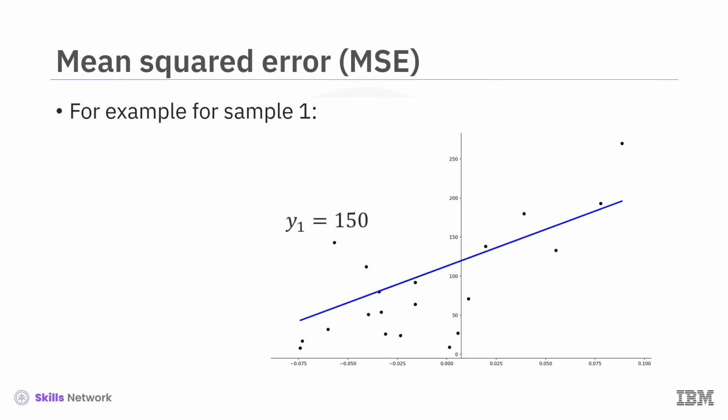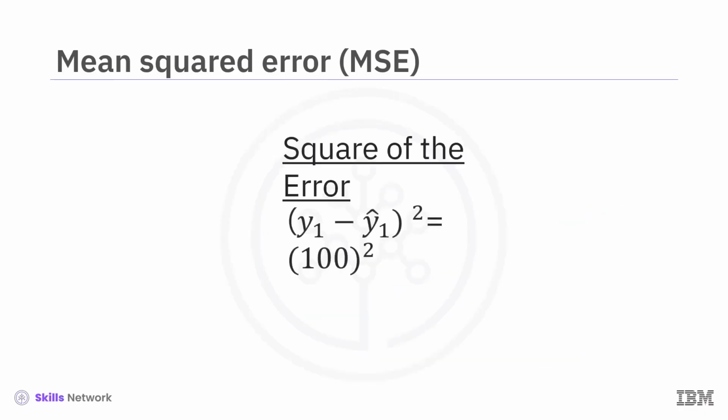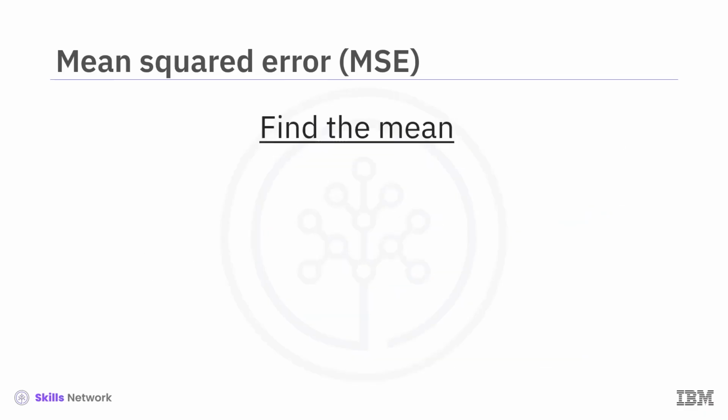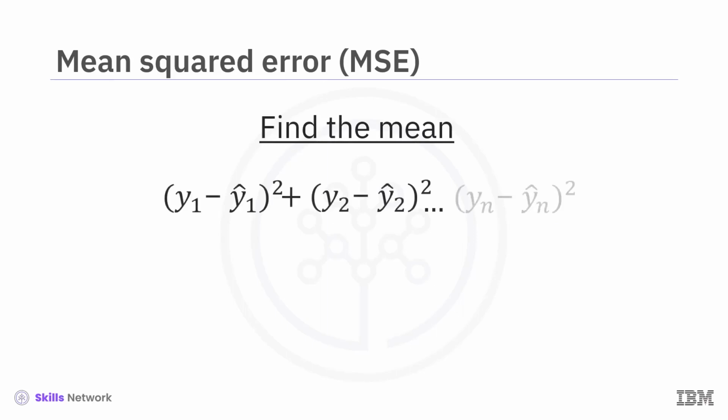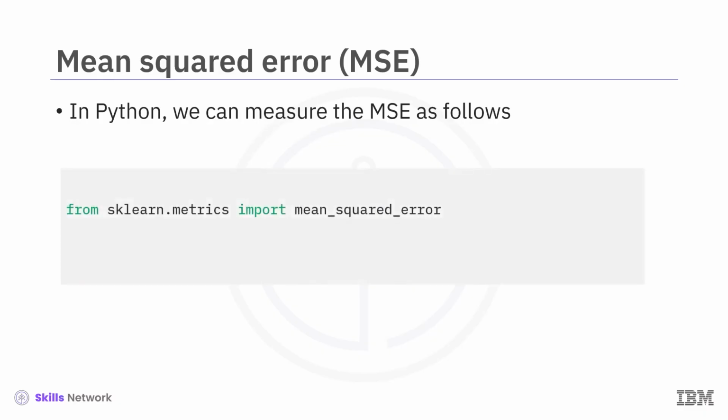In this case, the actual value is 150. The predicted value is 50. Subtracting these points, we get 100. We then square the number. Next, take the mean or average of all the errors by adding them all together and dividing by the number of samples. To find the MSE in Python, we can import the mean squared error function from the Scikit-learn metrics library. The mean squared error function gets two inputs, the actual value of the target variable and the predicted value of the target variable.